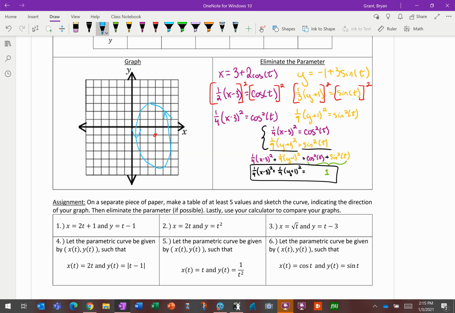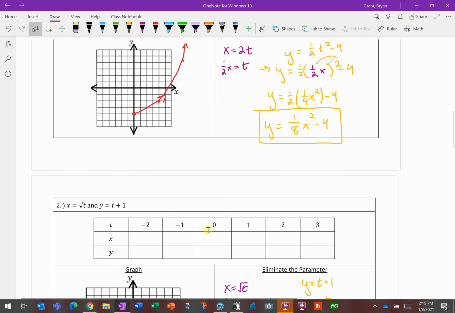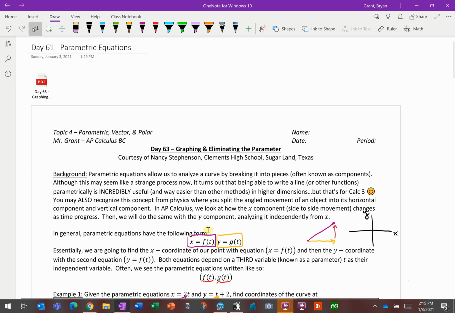As always, I have the solutions of these posted on Teams if you want to check your work against them. But thank you for tuning in. Next class, we'll actually get back to the calculus portion of parametrics. How can we find the slope of parametric equations without putting them all together? It's a pretty exciting process.